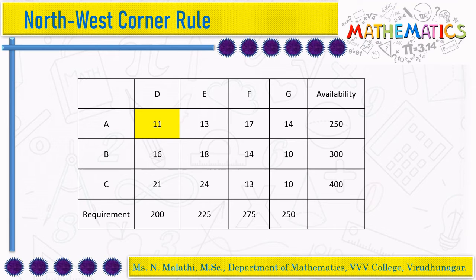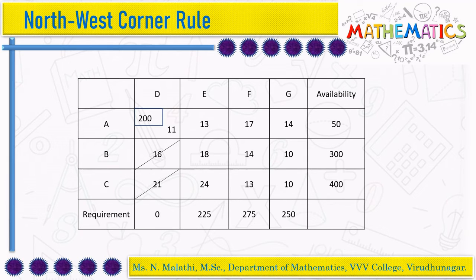We need to allocate this cell first. We may note that the total availability in the source A is 250 and the total requirement for the destination D is 200. So we can allocate the maximum of 200 units. After allocation, the availability in the origin A becomes 50 and the requirement for the destination becomes 0. This 0 indicates that no more units are required for the destination D, so we may cancel the remaining cells in the corresponding column.